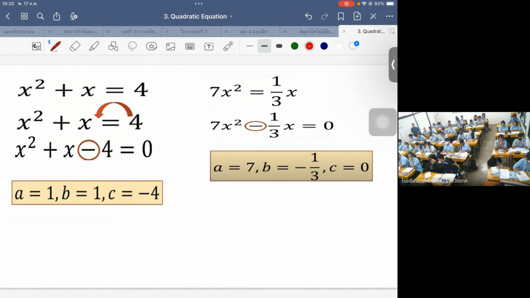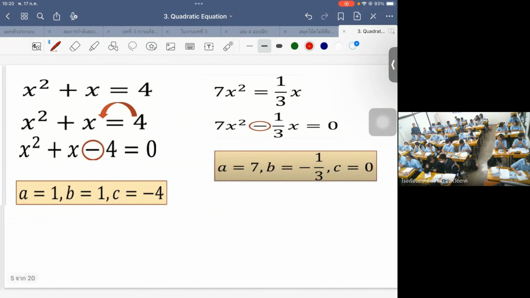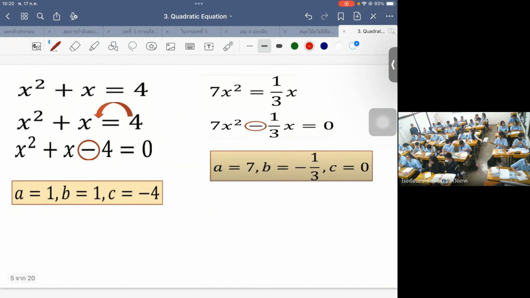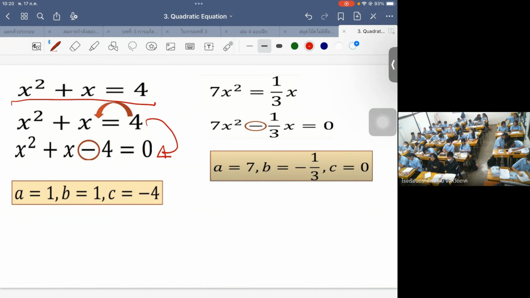So, in this example, we have x squared plus x. So, we need to transpose that to become a quadratic equation. Remember the standard form of a quadratic equation, right? So we have ax squared plus bx plus c is equal to 0. So we need to change that into quadratic form. So this equation, we need to transpose to become a quadratic form.